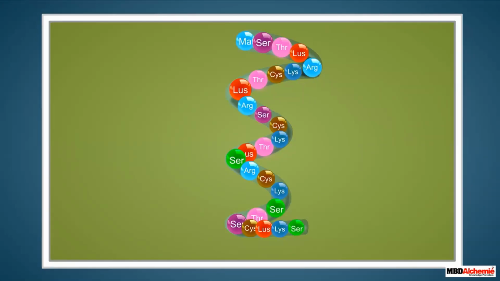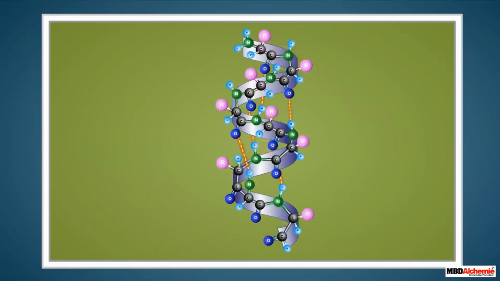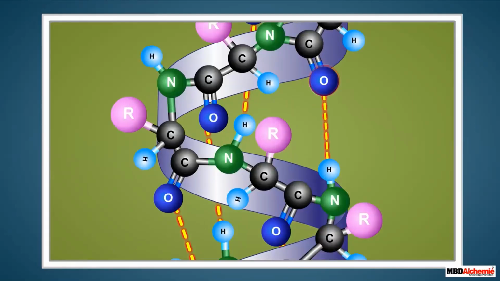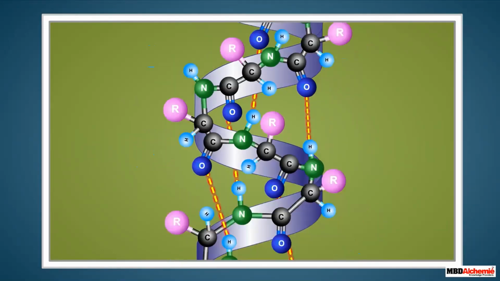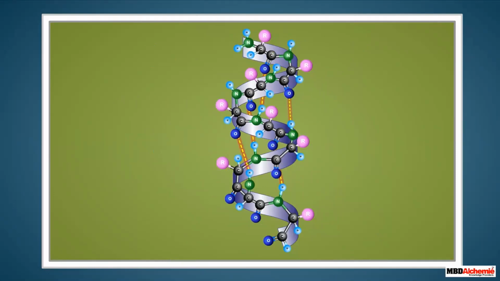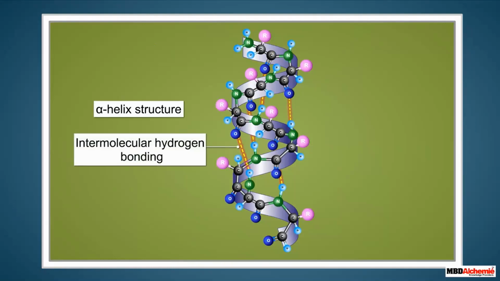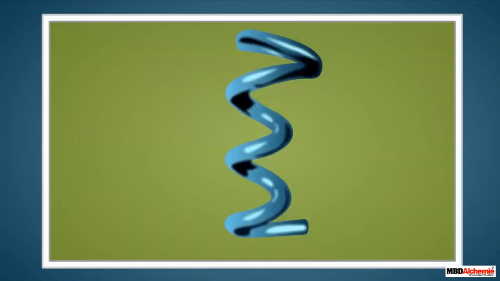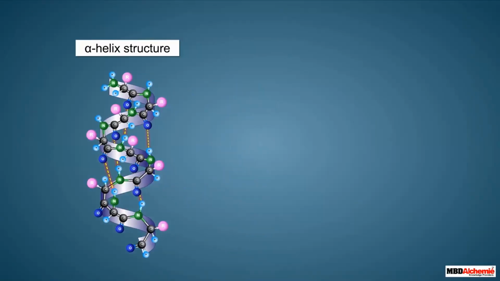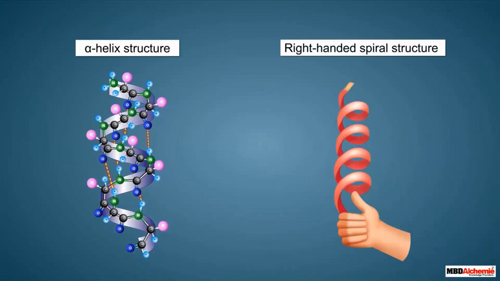Now, secondary structure of proteins refers to the manner or shape in which the polypeptide chains are arranged. The different arrangement of polypeptide chains exist due to the hydrogen bonding between the oxygen of carbonyl of one amino acid to the hydrogen of the amide group of another amino acid. The secondary structure shown right now is called alpha helix structure. As you can see in this structure, the hydrogen bonding is intermolecular that occurs between the amino acids of adjacent turns. This results in the twisting up of the structure into a right-handed spiral structure.